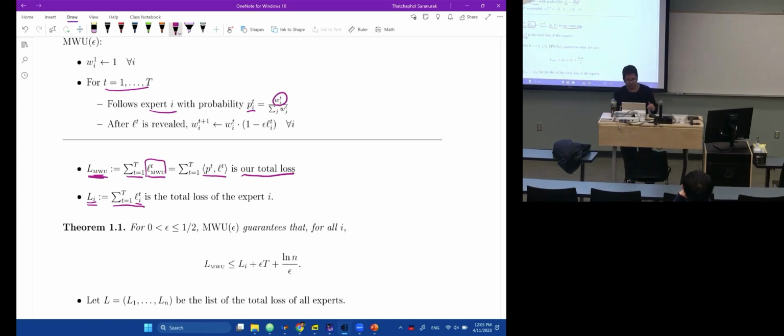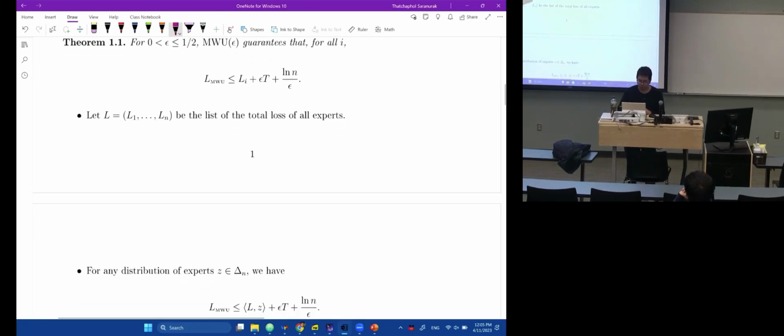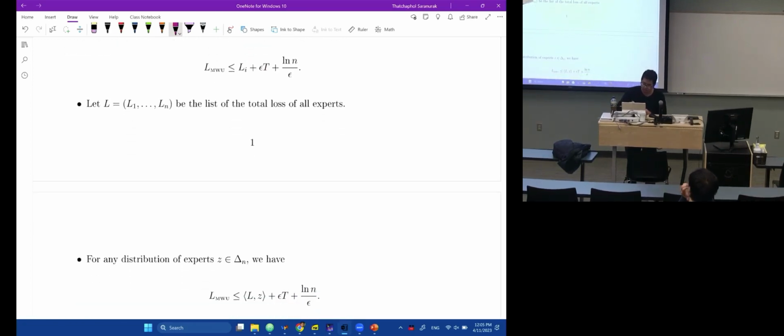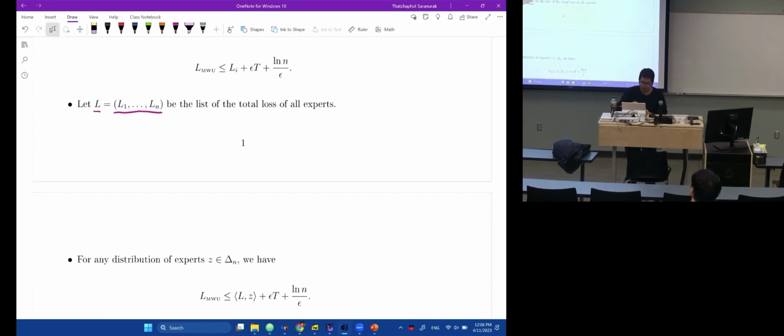And let me just write it in another way. Suppose that I write this as a list, a vector, for the loss of every expert. Let L be the loss of every expert, the total loss of every expert.